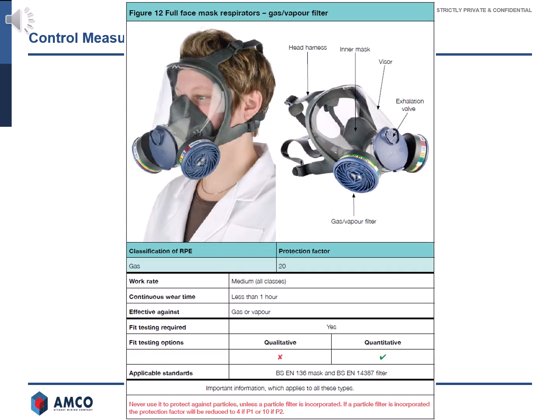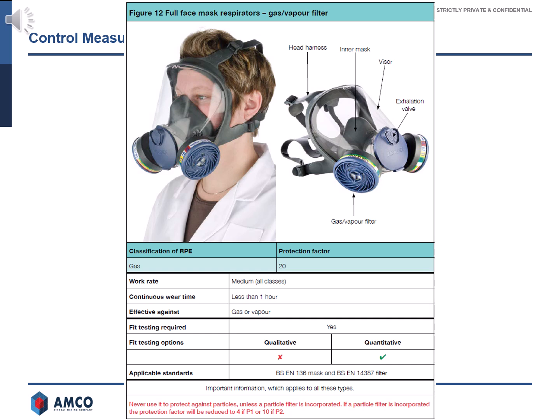Full-face mask respirators with gas/vapor filters, usage guidelines. Classification and protection factor. Gas, protection factor of 20. Work rate, suitable for medium work rates across all classes. Continuous wear time, recommended for less than 1 hour. Effectiveness, effective against gas and vapor. Fit testing, required, can be done qualitatively or quantitatively. Standards, complies with BS EN 136 mask and BS EN 14387 filter.